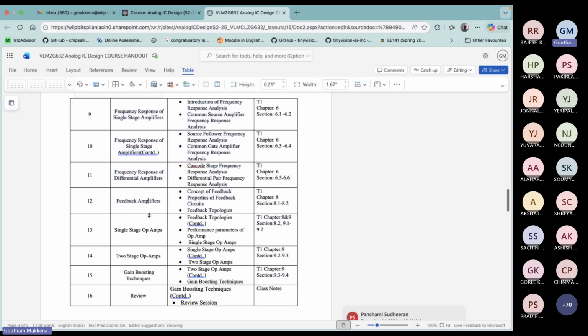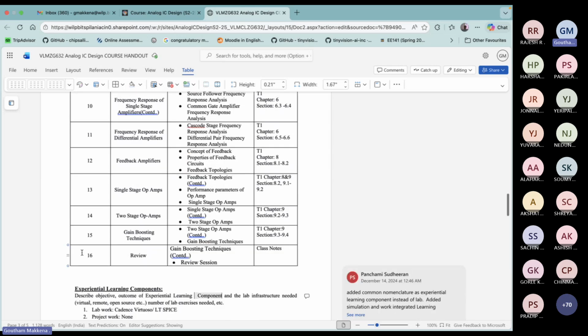And then we go to feedback amplifiers and identify different kinds of feedback: current, series, voltage, and so on. There are 4 types of feedback, and we'll try to understand all of those. Then we move into op amps. The first one is the single stage op amp, then we have the 2 stage op amps, then some gain boosting techniques. In the 2 stage op amp itself, we'll have a lot of topics like frequency compensation, gain margins, and phase margins. So we delve into a lot of control systems topics as well.